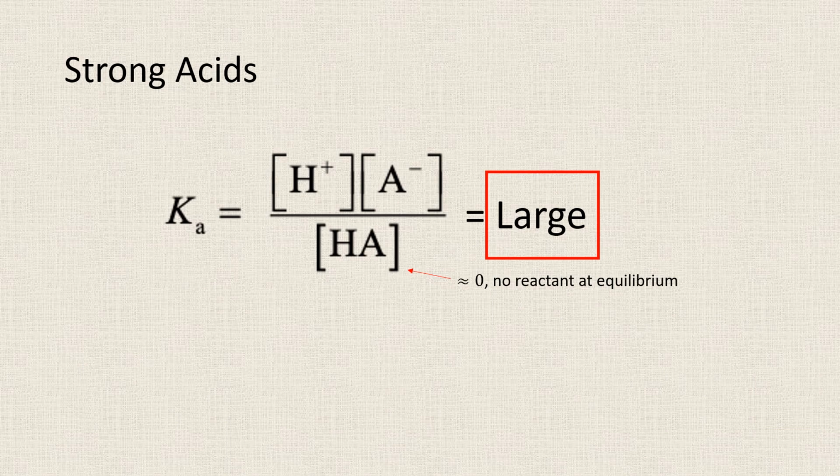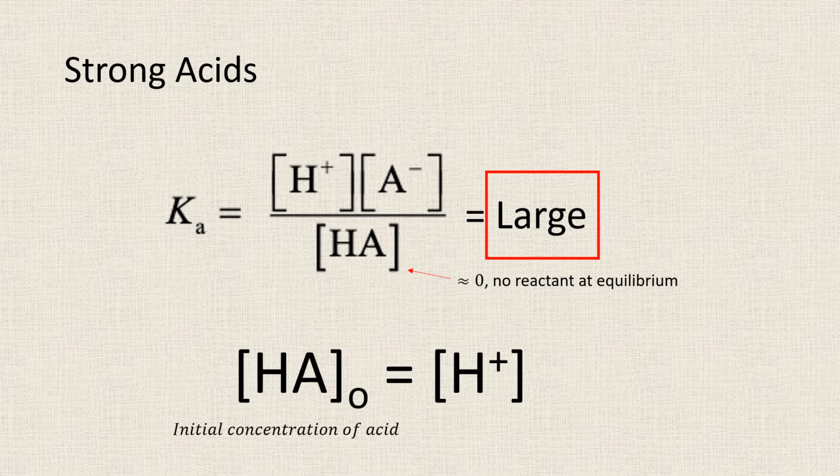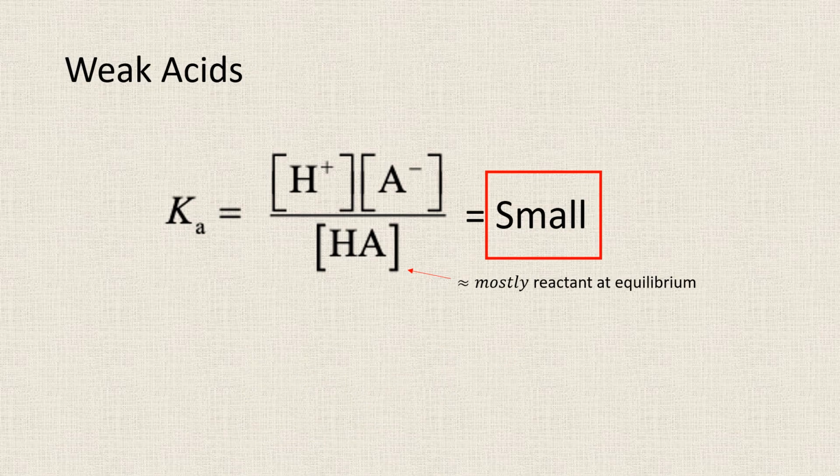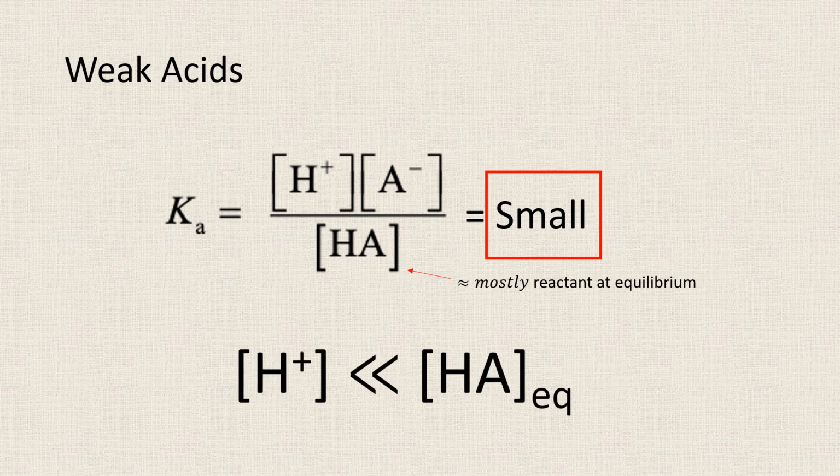Let's look closer at strong acids. Because 100% dissociation is expected, we can assume that the concentration of H+ at equilibrium is essentially the same as the initial concentration of the acid. This will be important later when we have to calculate pH. Now let's compare to weak acids. Because only a small degree of dissociation is expected, we can say that the concentration of HA at equilibrium is far greater than the concentration of H+ at equilibrium. Again, this is important when we calculate pHs.